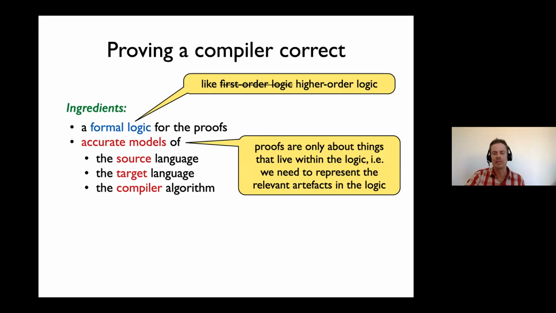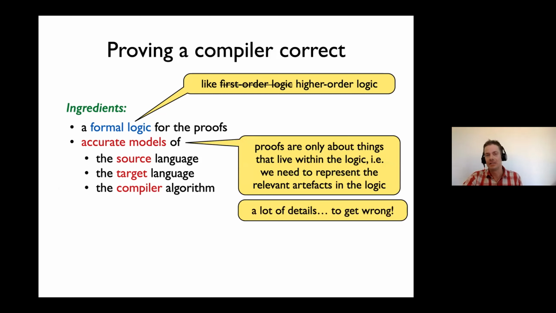So why do we need this? Well, proofs are only about things that live within the logic. So we need to represent all relevant artifacts in the logic before we can even start. And when you go for a real source language, a real target, and a real compiler, there's suddenly a lot of details to get wrong.